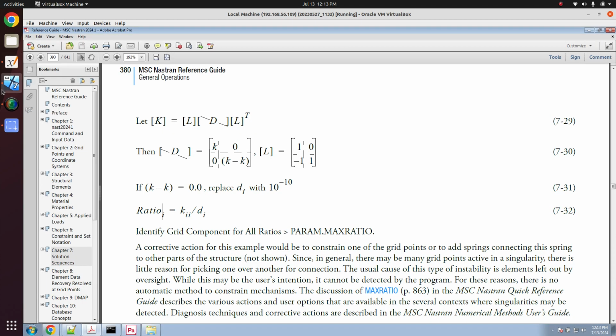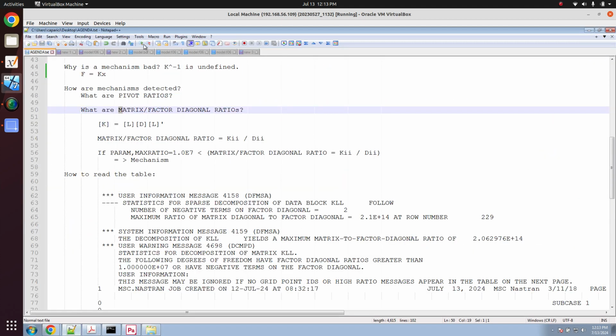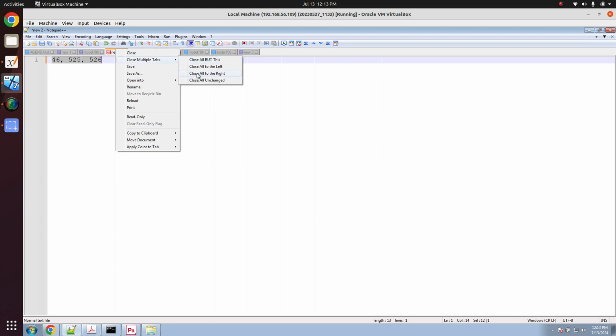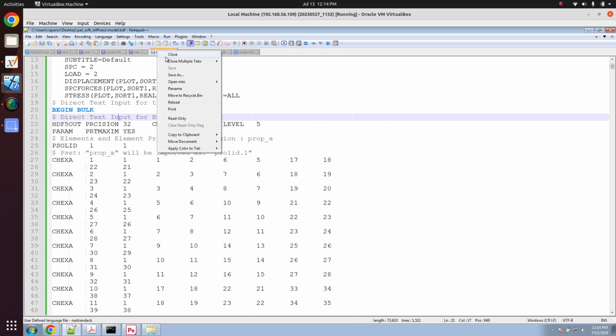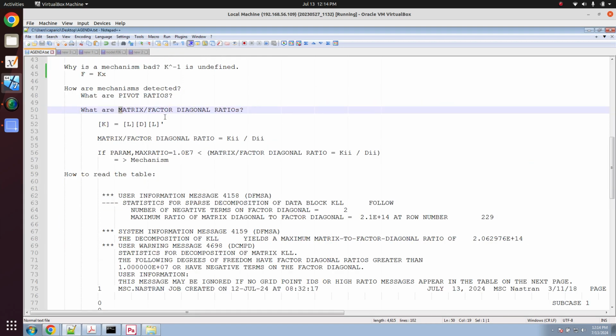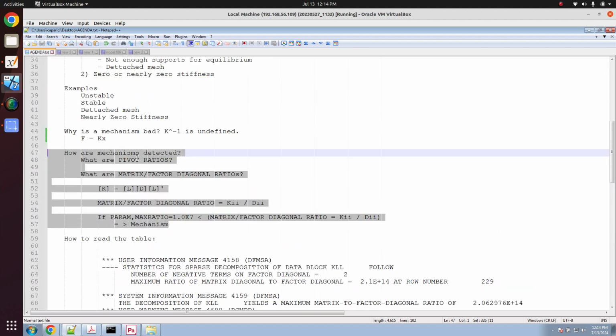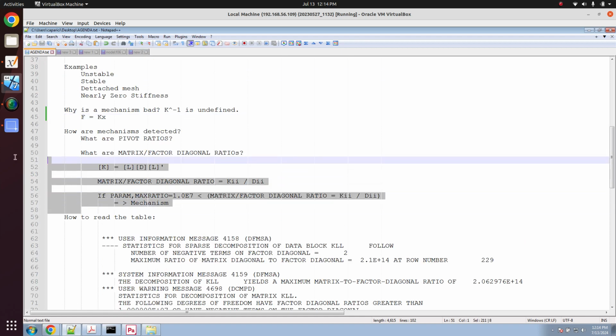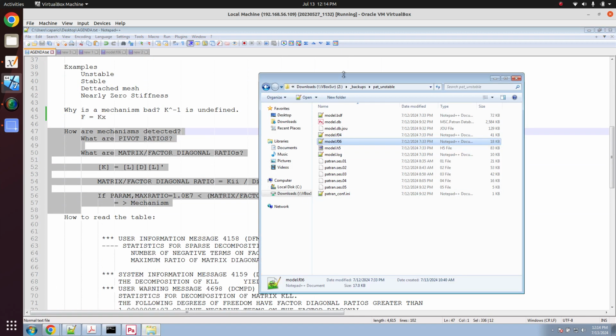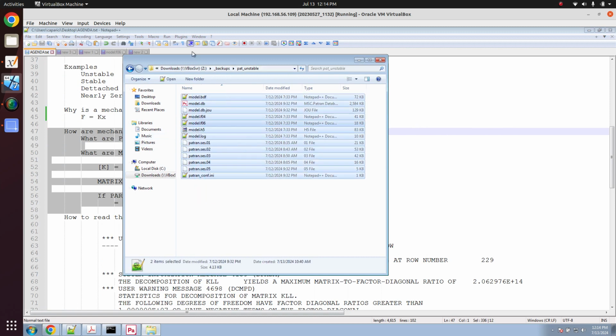So let me go back to the notepad file and see where we're at. Let me move this a little. Got too many windows open. Okay, so how are mechanisms detected? Pivot ratios are the same as those matrix factor diagonal ratios. And I think it might be worth exploring an example here. Just to prove to you that this is true, let me close this old window.